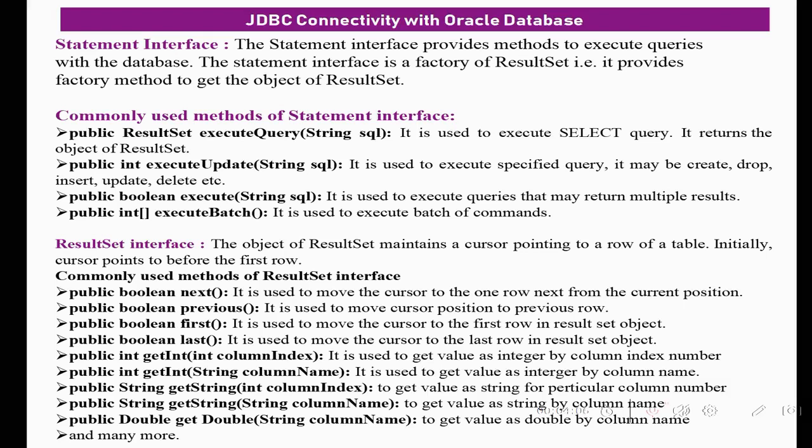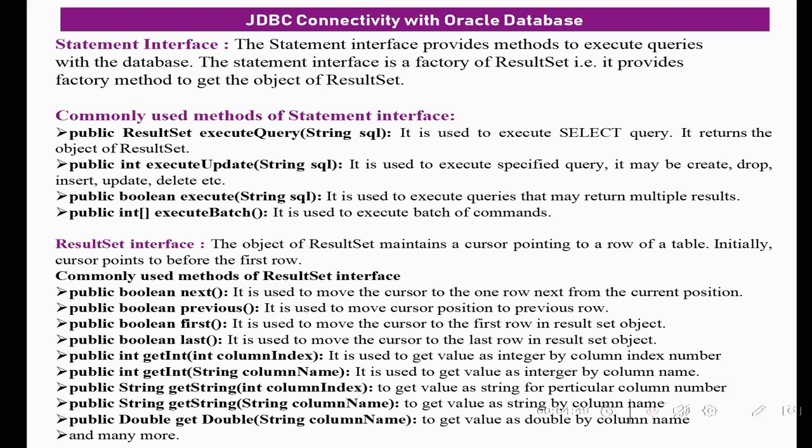Now the next is public int executeUpdate(String sql). This method is used to execute the specified query. It may be create, drop, insert, update, delete, etc. Now the next is public boolean execute(String sql). It is used to execute queries that may return multiple results. Public int[] executeBatch(). It is used to execute a batch of commands.